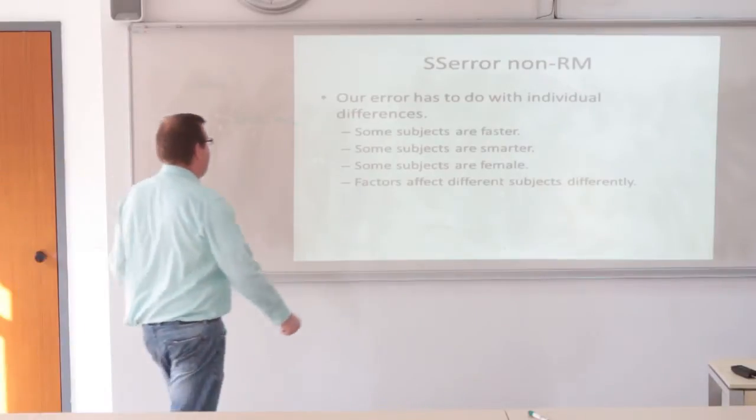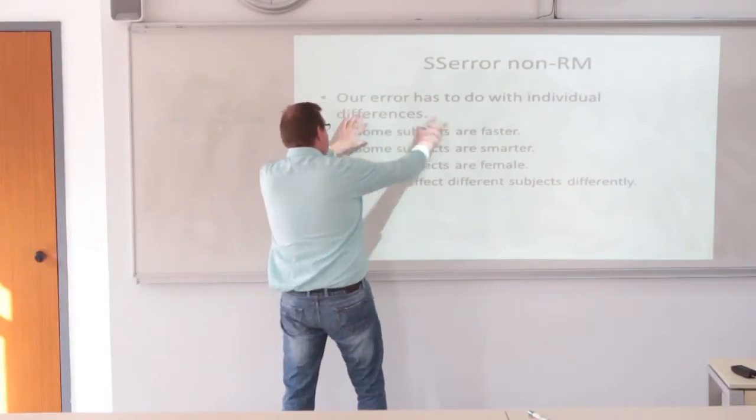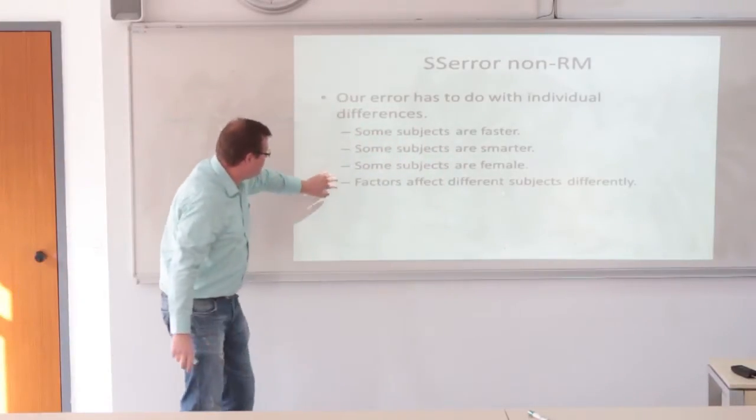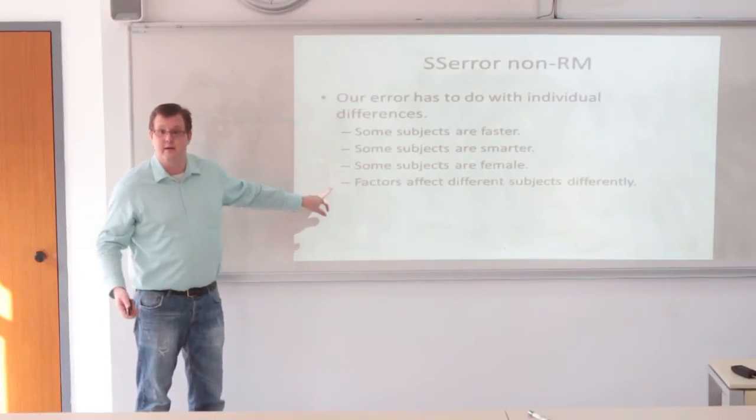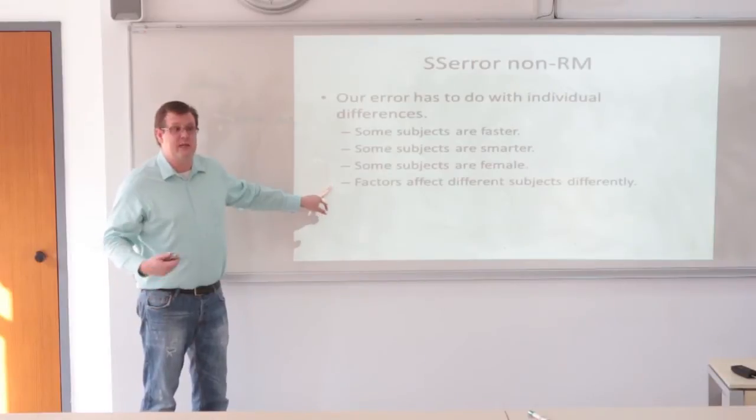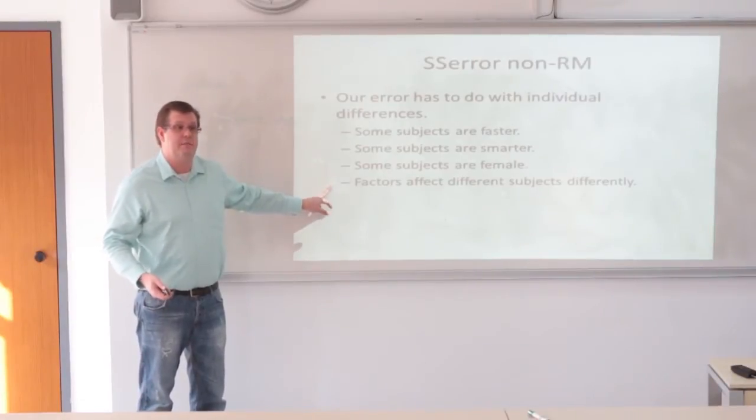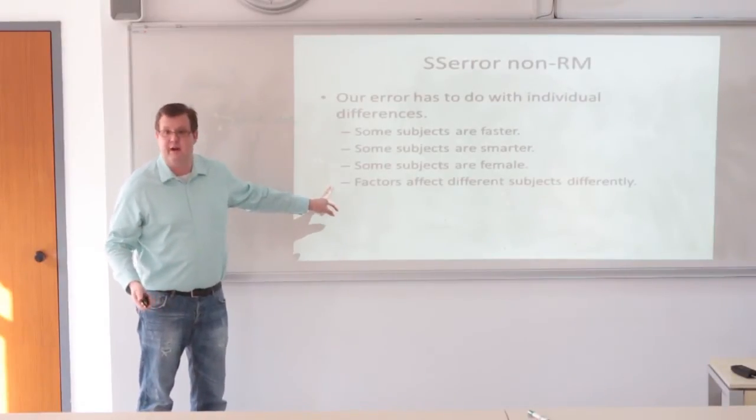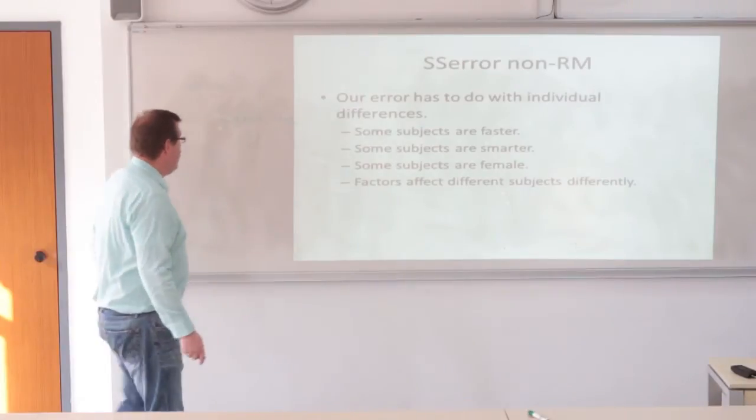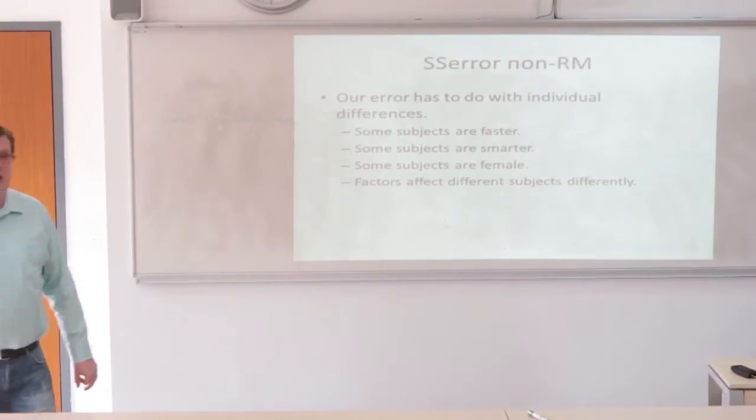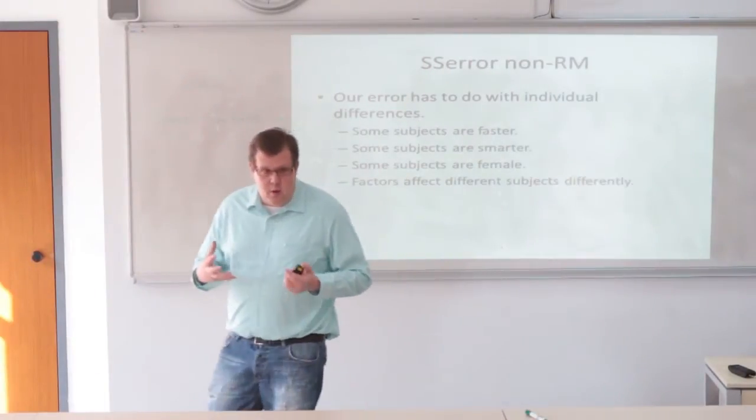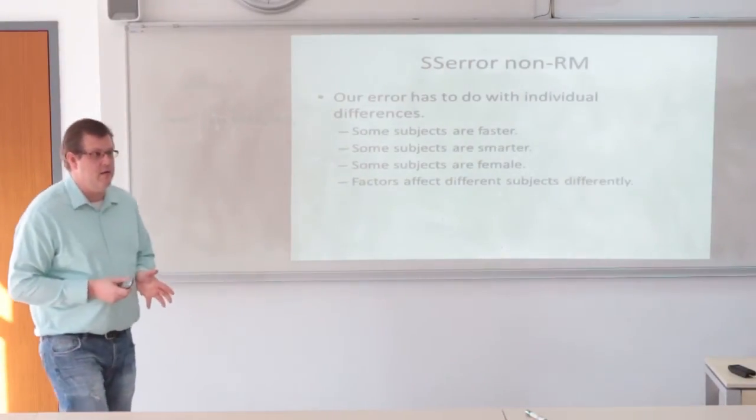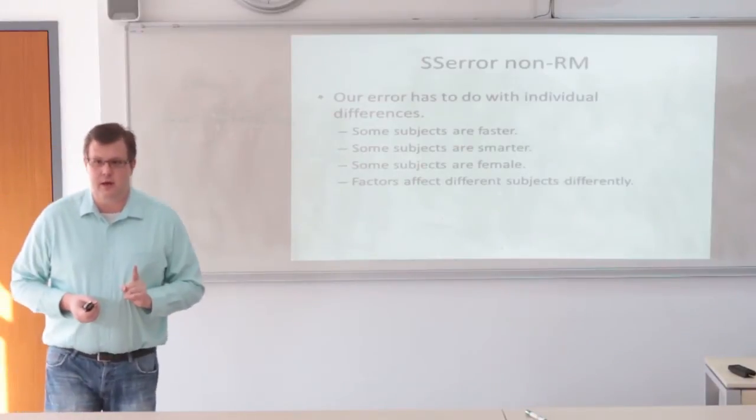So we have error that has to do with just individual characteristics, but also how the factors that we're interested in affect people differently. So different types of lists may have different effects on different people. Different cues may have different effects for different people, right? What else could there be? Okay, what else could our error contain? There's one more thing.